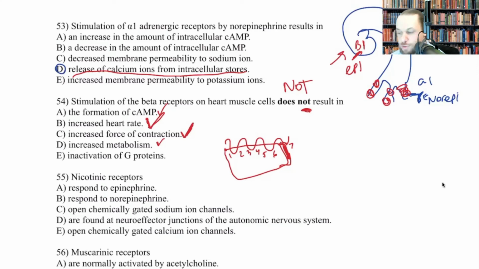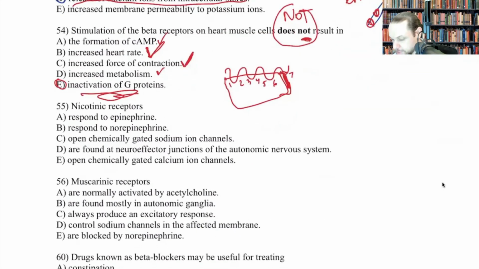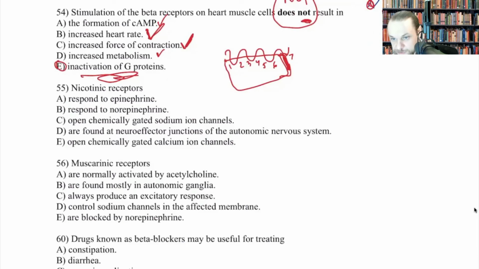What it does not do, remember, I put not. It does not inactivate. It actually activates G protein coupled receptors. So for 54, which of these does not happen? It's inactivation of G protein coupled receptors. So E does not occur. Everything else does. All right. Let's go to number 5.